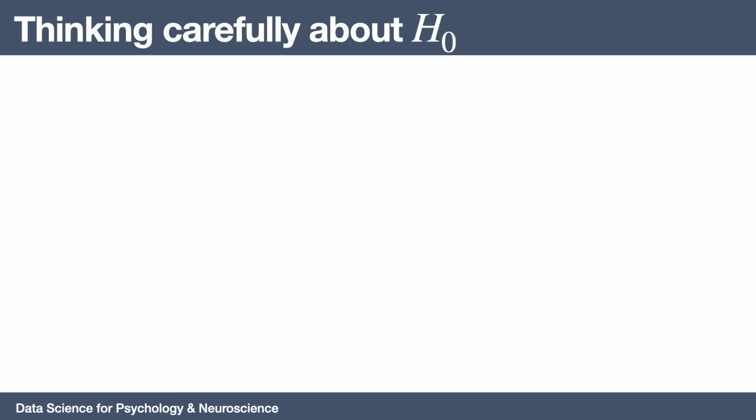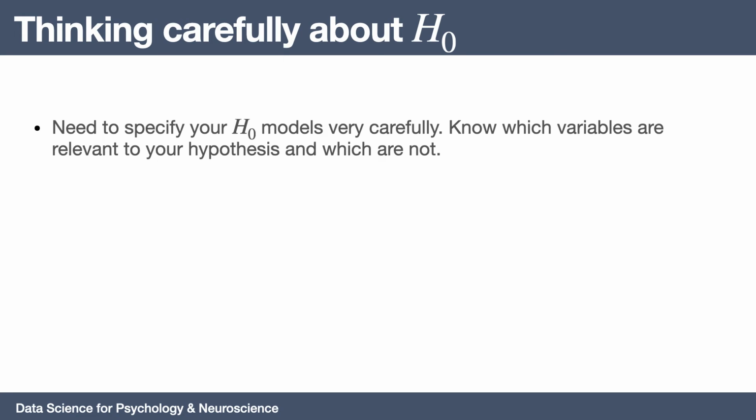Now, the critical thing about permutation tests is that you have to think very carefully about what your null hypothesis is. You need to have this well-formed up front. Exploration with permutation tests is fairly limited. So you want to know which variables are relevant to your hypothesis and which are not. If we go back to the example in the previous slide, income was the relevant factor. Age was a control factor. So you only permuted income, not age.